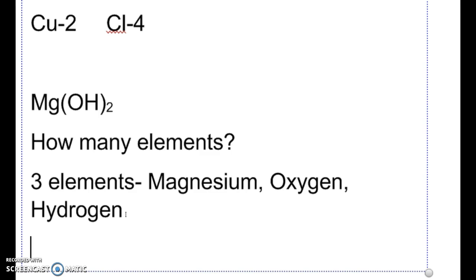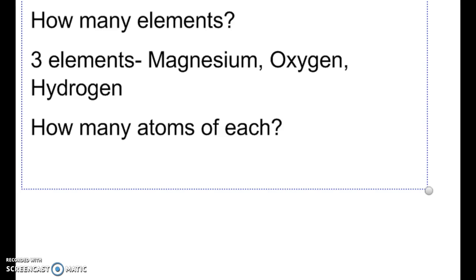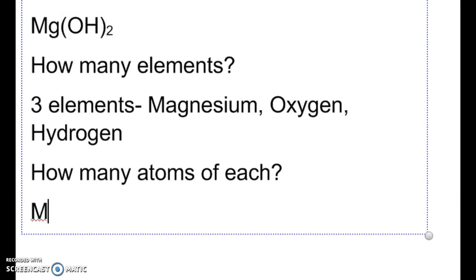If I ask you how many atoms of each are in the compound, like we did before, then Mg has 1, there's no number there.